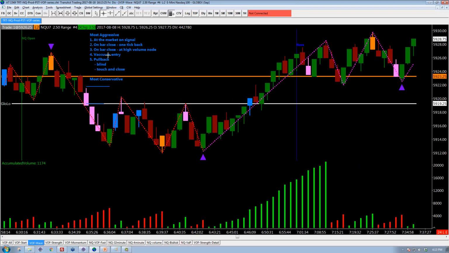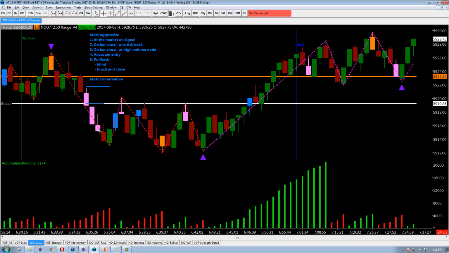The fourth choice is what's called a vacuum entry. It doesn't set up here, so I'm going to wait to describe that because it does set up for this long over here. It's my favorite, actually. So we'll discuss that in quite a bit of detail in a moment. The fifth, the most conservative, is the pullback.